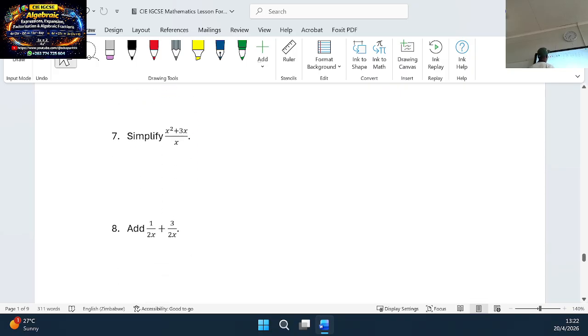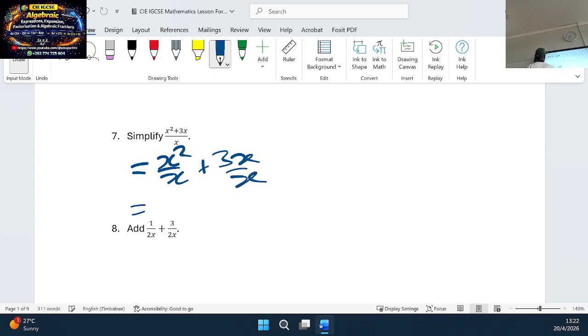Still moving, we have x squared plus 3x all over x. We want to simplify. So x is dividing both our numerator parts, so we can properly write it as x squared over x plus 3x over x. And according to laws of exponents, one x will cancel, remain with x there, plus here the x's cancel, that's 3. I think that's a simpler form of that given problem.